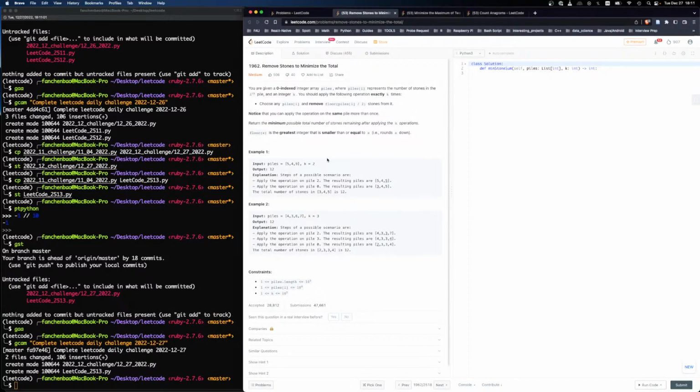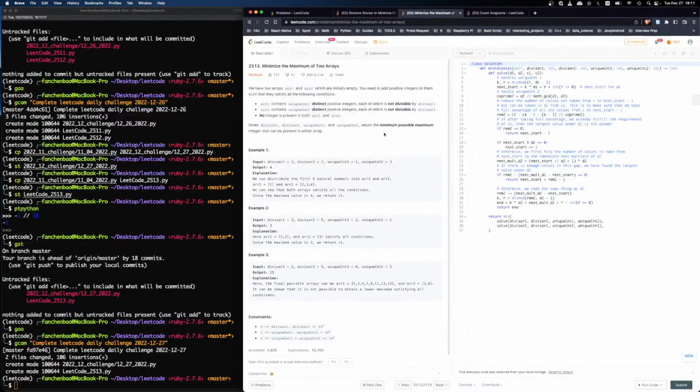All right, anyway, let's do this. Remove stones to minimize the total. Given a zero-indexed integer array piles, where piles[i] represents the number... Oh, before I do this, I gave this problem a little more thought last night, and I think I have a solution. I'll deal with it later, but I think the solution is binary search. Yeah, we'll get to this.